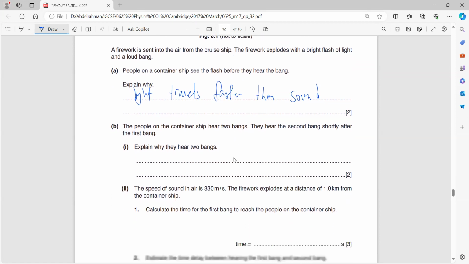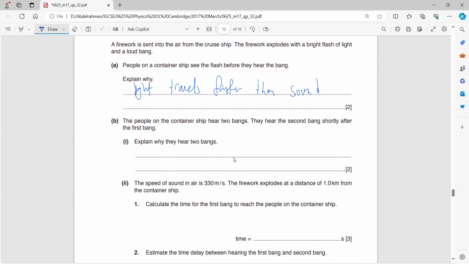People on the container ship hear two bangs. They hear the second bang shortly after the first bang. Explain why they hear two bangs. Because of echo, reflection. You have to state that it reflects from the cliff. Correct. Echo or reflection from the cliff.